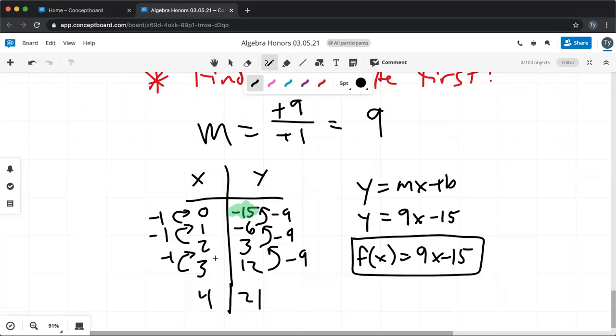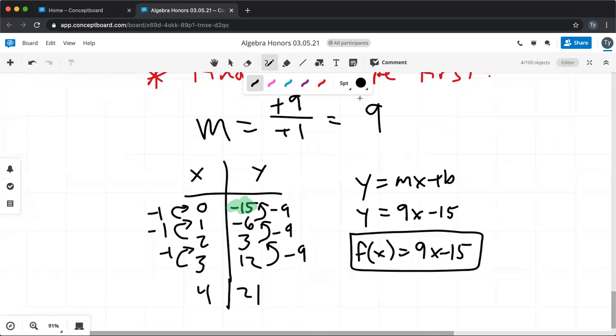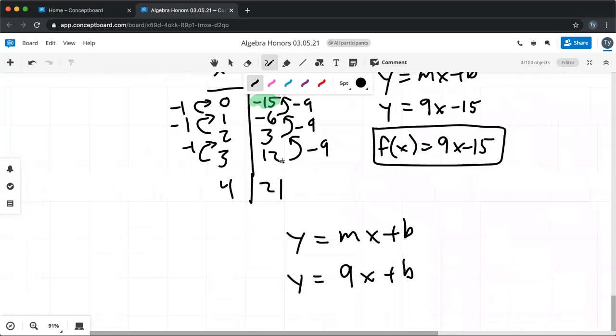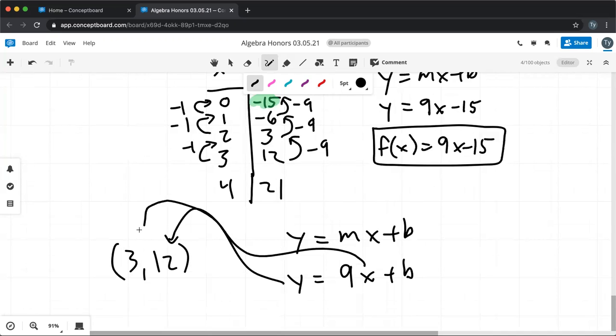To do this second part, there is another way if you want to use a more algebraic approach. So we could plug in m equals 9 into our slope-intercept form, right? We have y equals 9x plus some b. And we can actually find b by picking any one of the points they give us and plugging it in for x and y. So let's say, well, they gave us 3, 12. So we can plug in y equals 12 and x equals 3.